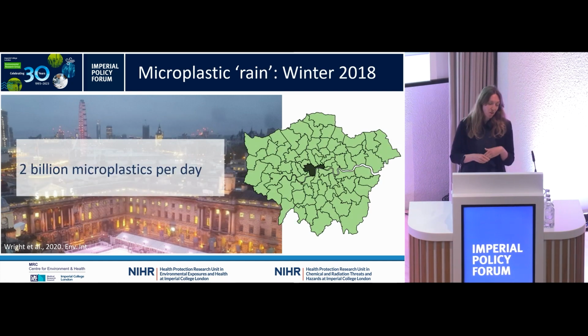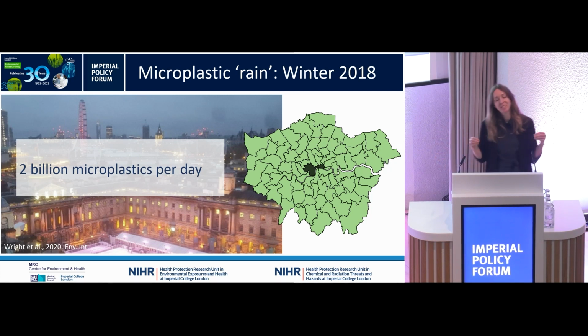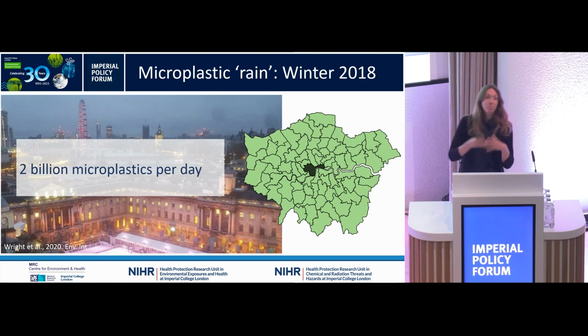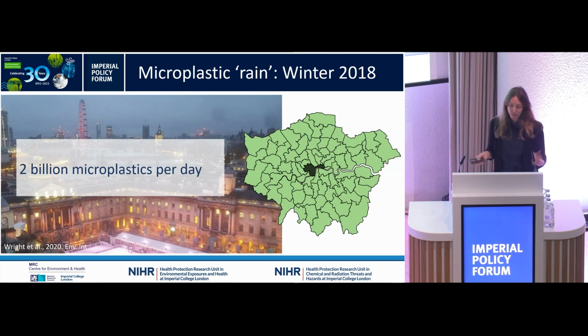Just to put that into context, obviously there's a lot of error associated with this, so it's really just to get a feel for what the figures mean in terms of the numbers that we measured. It was equivalent to 2 billion microplastic particles depositing over the City of London borough every day, so for this area here. And as this is a persistent material, a big question is where is that going, where is that accumulating?